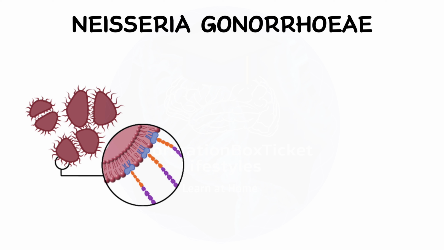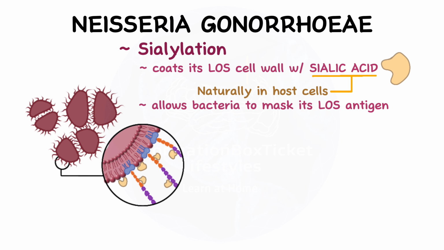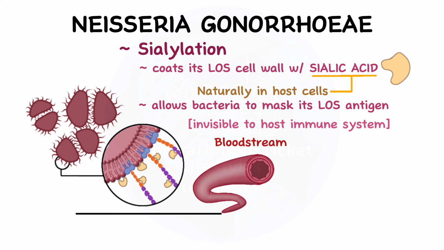And one final virulence factor of N. gonorrhoeae is its ability to perform sialylation, a process in which N. gonorrhoeae coats its LOS cell wall with sialic acid, the same molecule naturally present on the host's cells. This allows the bacterium to mask its LOS antigen, essentially making itself invisible to the host's immune system, like a form of camouflage. As if that weren't enough, N. gonorrhoeae can also spread from the bloodstream to other parts of the body, such as the joints or the heart.